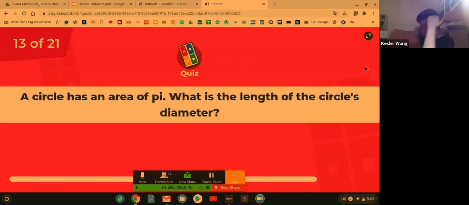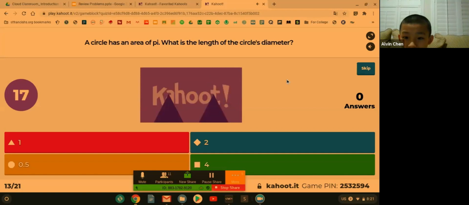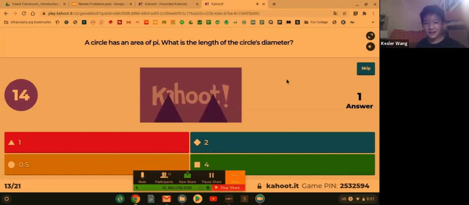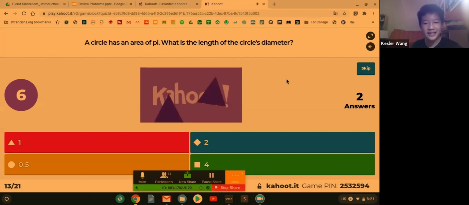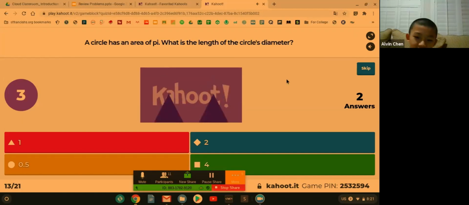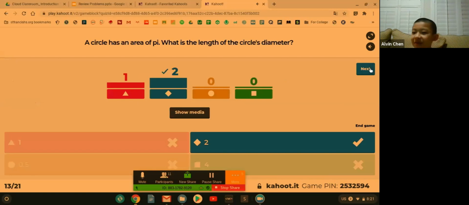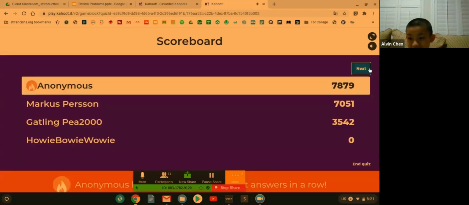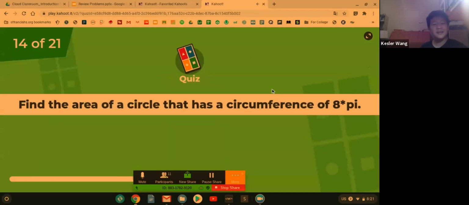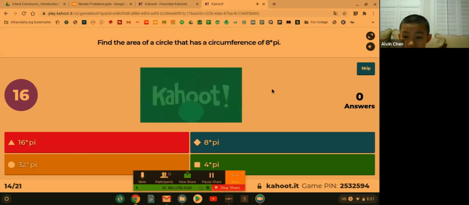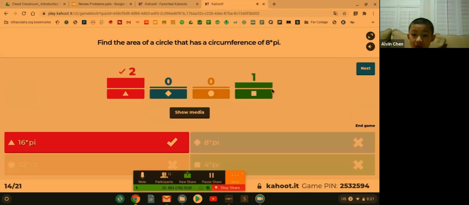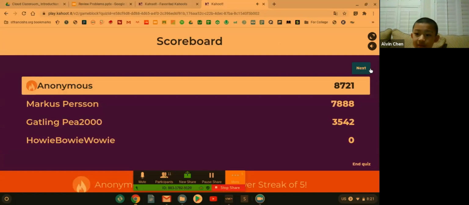A circle has an area of pi. Find the length of the circle's diameter. How am I supposed to know? You have to find it out, not me. Come on, it's 1. Oh, really? So I really fell for it? How is Howie Bowie Wowie still at 0 points? How do I know? A circle has a circumference of 8 pi. Yeah, this should be evident.